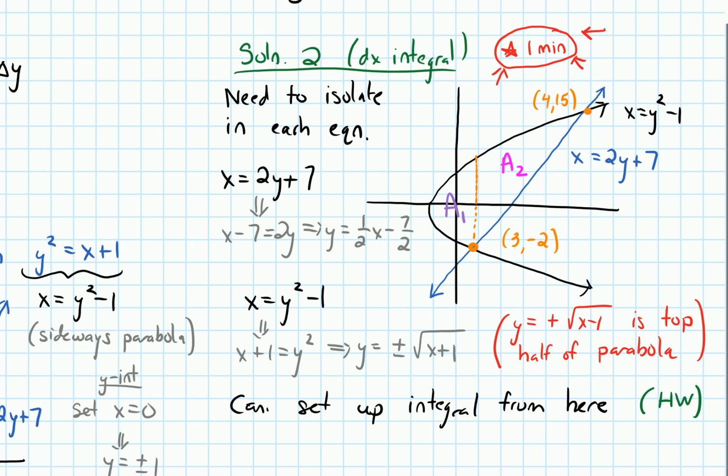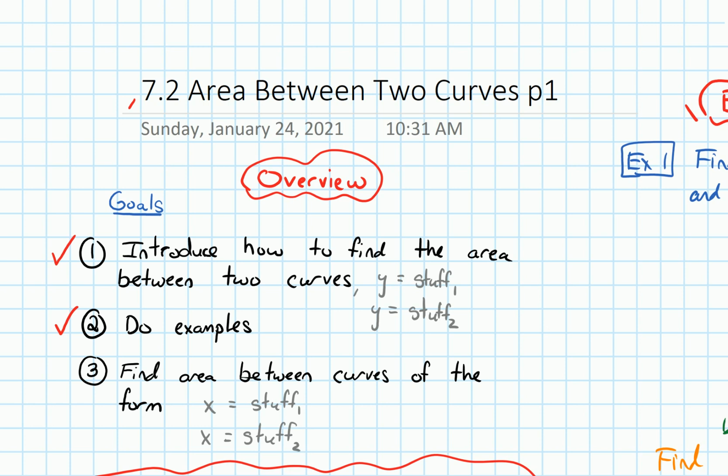But when we did it in our first solution, using a dy integral, there was just one right function the whole way and one left function the whole way. So we just needed one integral, and that made it easier to do. Finally, in terms of our goals for this section, we have done our last goal, which is discussing how to find the area between curves when our curves have the form x equals some stuff.